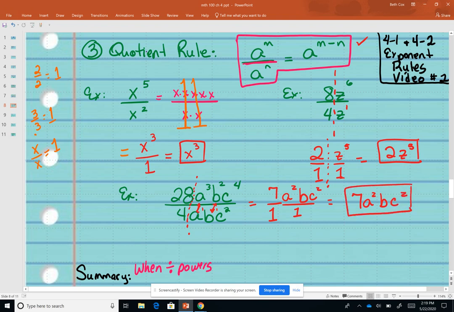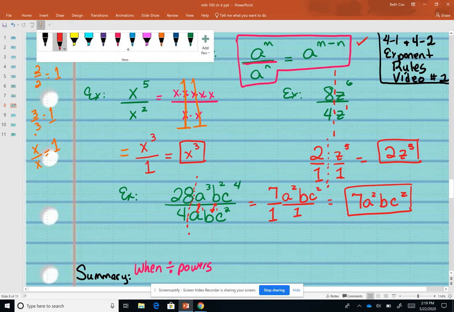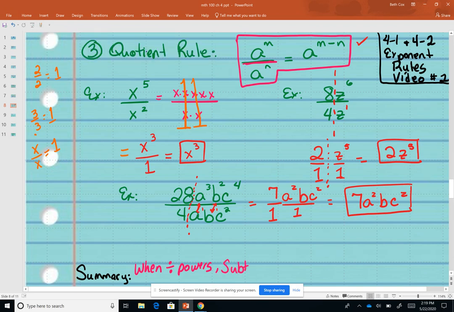When dividing powers, basically our shortcut is we subtract the exponents. Now this is going to get a little bit tricky, and so we're going to look at the next rule for this.